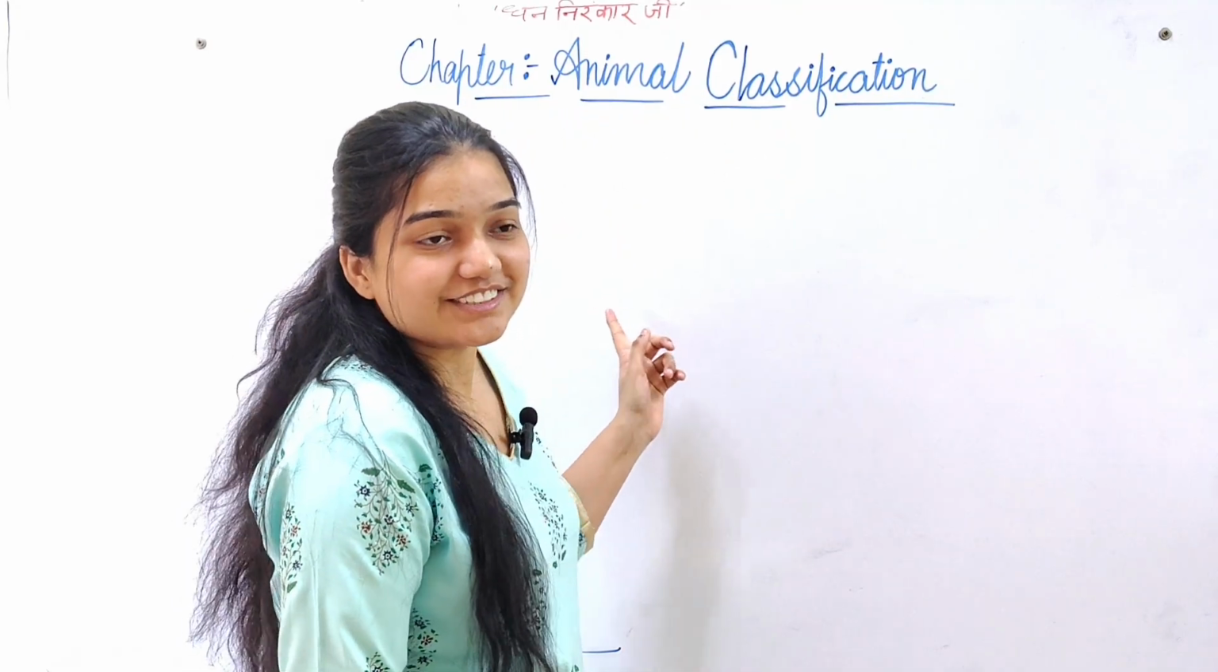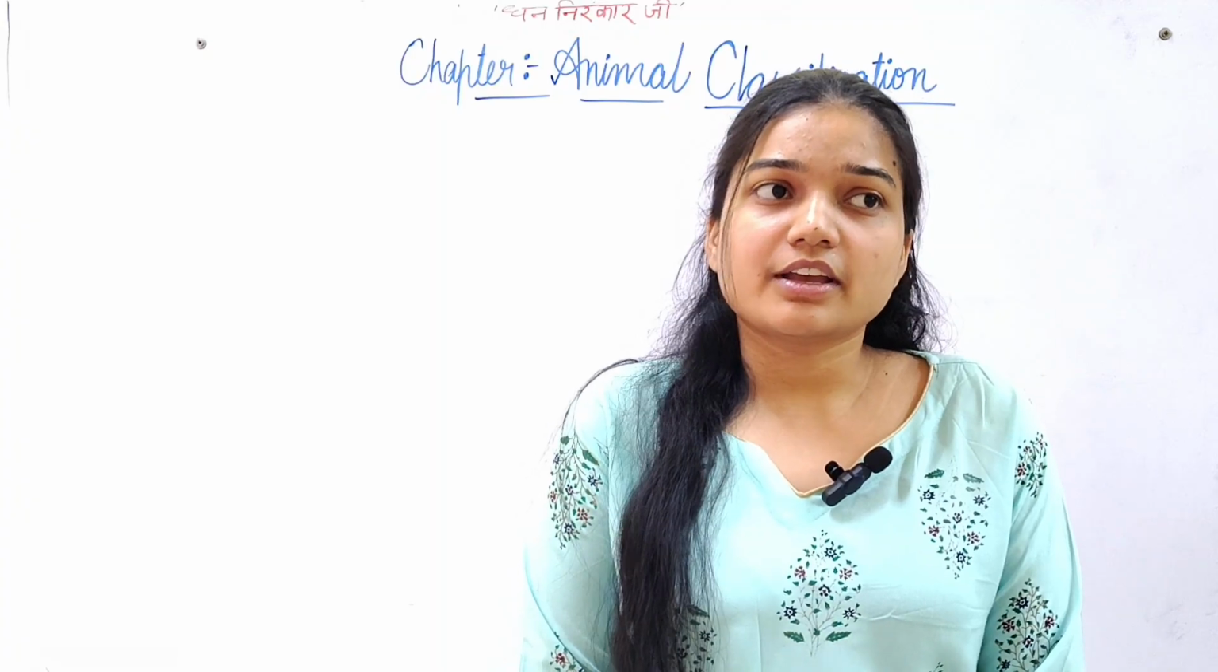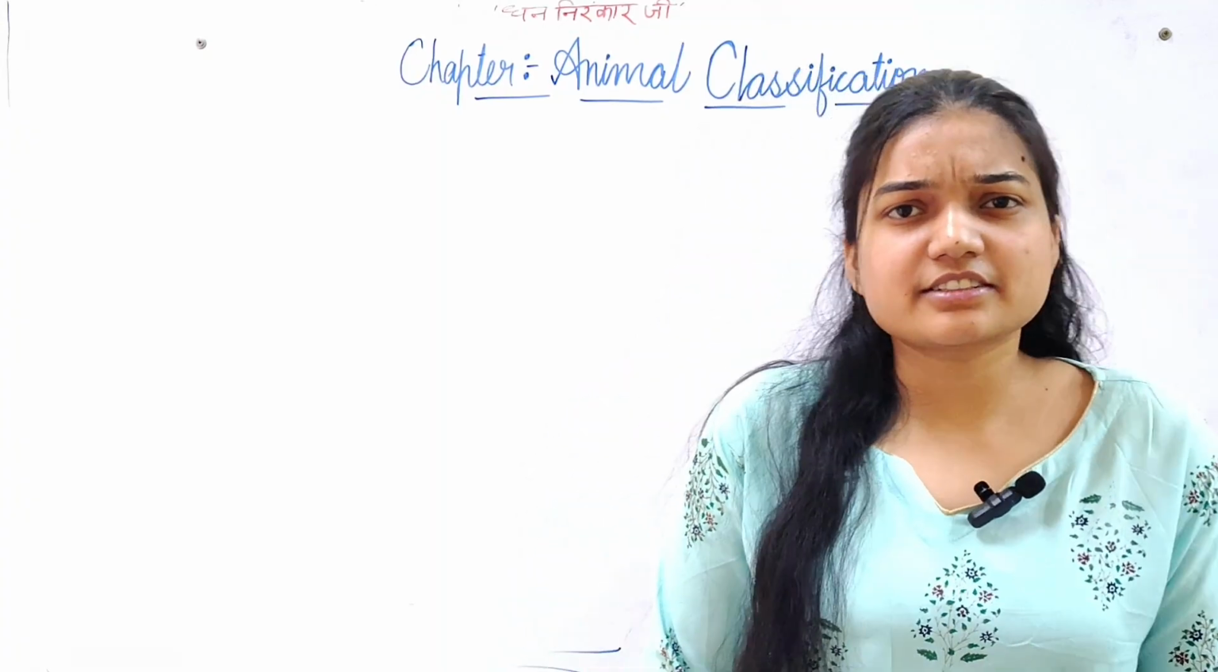Today we are going to start our 11th biology chapter, animal classification. Students, you see around you different animals like cat, dog, different insects and cow. But have you ever wondered how many varieties and different species exist in the world?